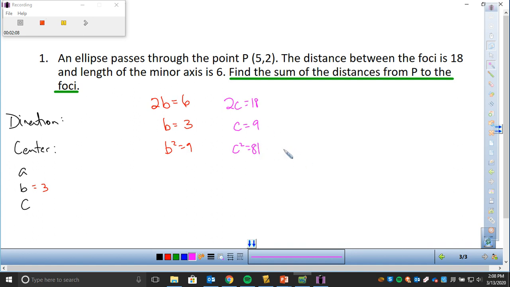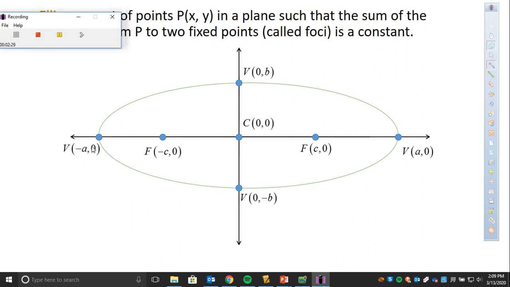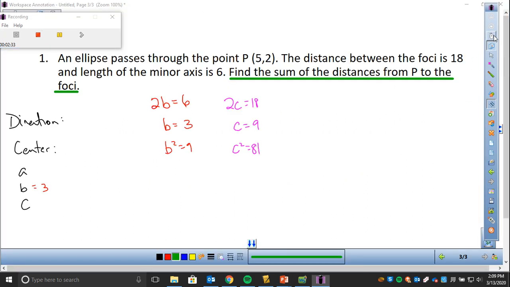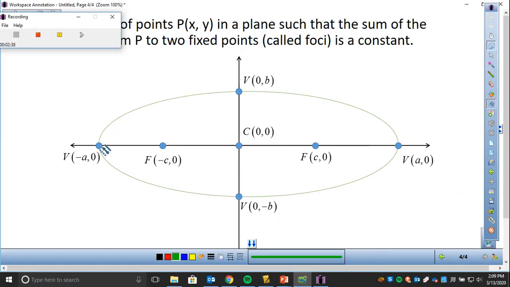Now that I know this, we're looking for the sum of the distances from P to the foci. We set this up as writing an equation, but we don't even necessarily need that. I'm going to go back to this slide from the previous day. We talked about the length of the major axis, which is 2a. So all the way across from this vertex to this vertex, that distance is 2a.